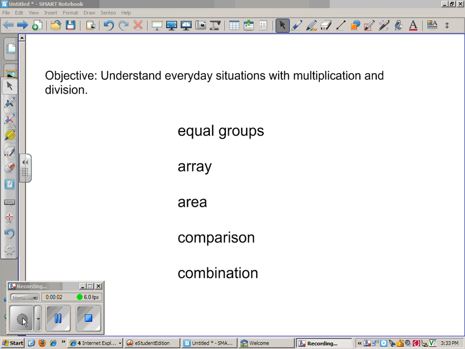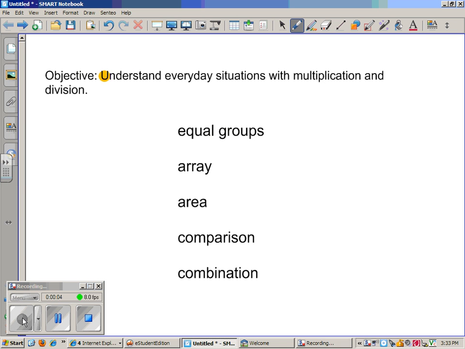Okay, this is lesson 1.3, and what you're going to be able to do tomorrow in class is understand everyday situations with multiplication and division. So real world situations and being able to distinguish if you're going to multiply or divide and the best way to go about doing that. We're going to look again at 5 different ways.